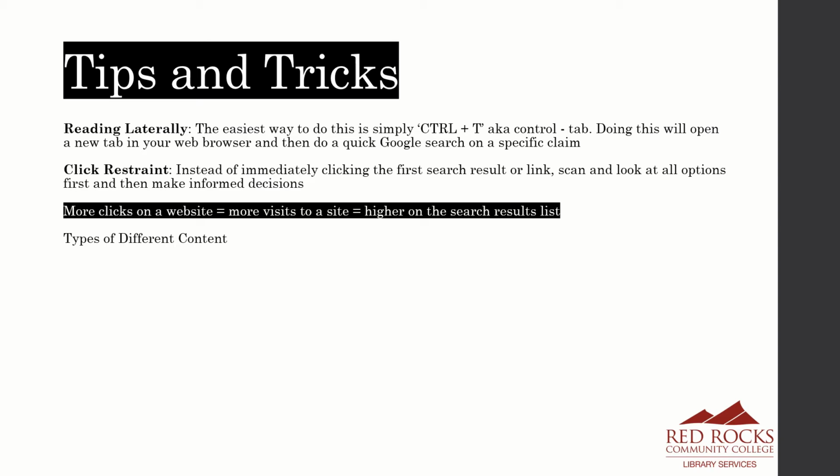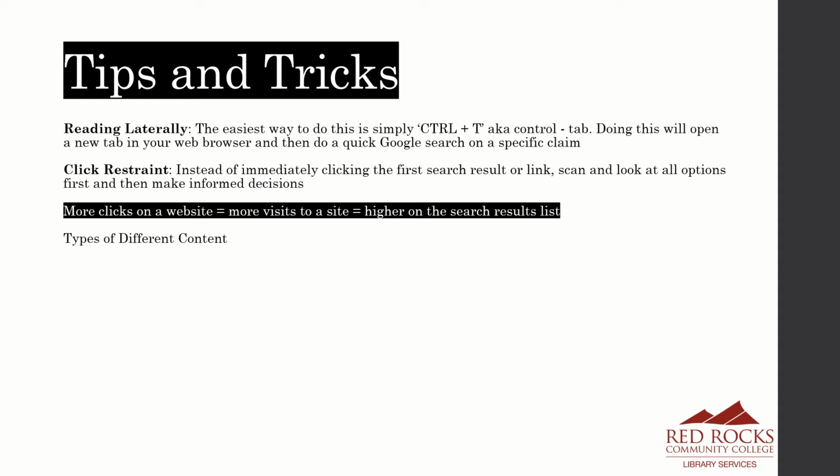The second tip is click restraint. Instead of immediately clicking on the first thing they see, fact-checkers restrain themselves. They often scan their options first within the Google result list and then make an informed decision on which websites to visit first. This is very important because more clicks on a website equals more visits to that website. The more visits a website has, the more relevant the site can seem, which makes it higher on the search results list. And it can show up more often even if the information is bad, misleading, or just incorrect.